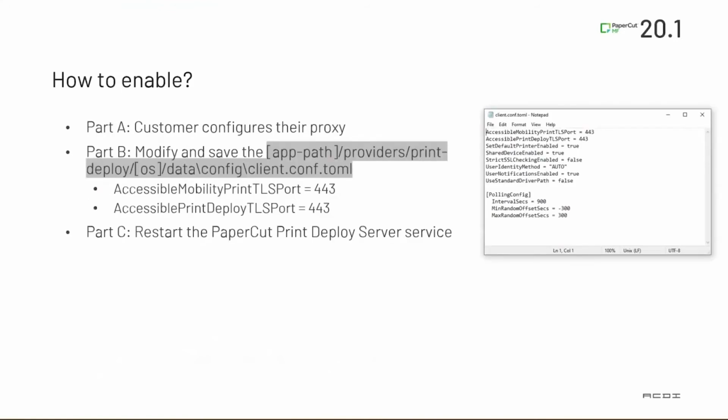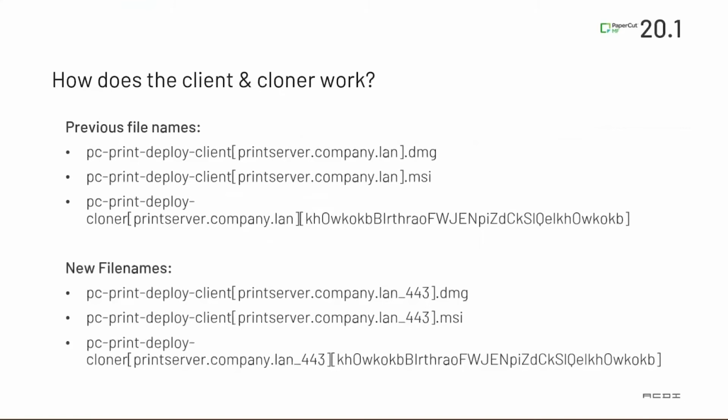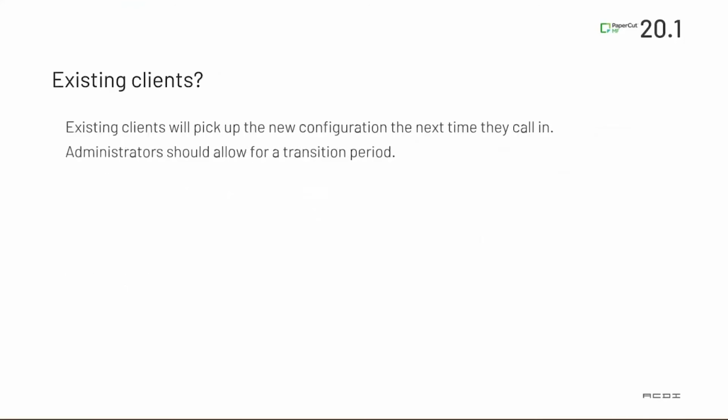Here we have another TOML file that's easily modified to provide the necessary port info for Print Deploy. You'll notice here that the file names will now have the port appended for communication, and all will be well in this network. No need to reconfigure the clients if they're already deployed. They'll pick up the new configuration the next time they call in. Larger networks may want to segment this out to ease the burden on their system.